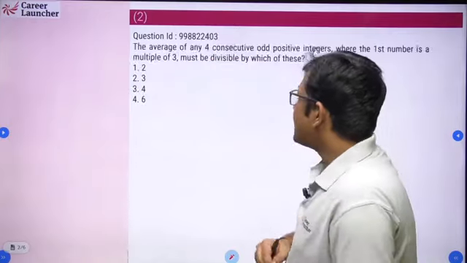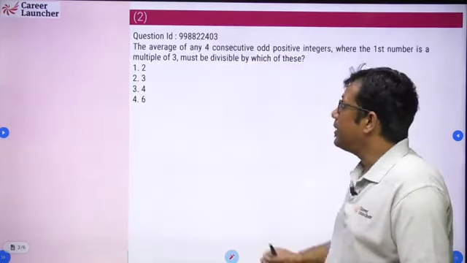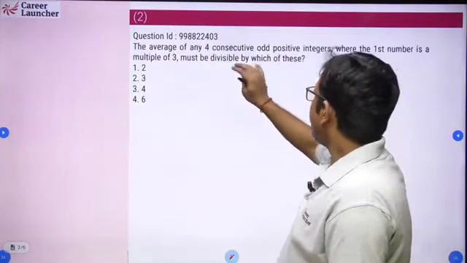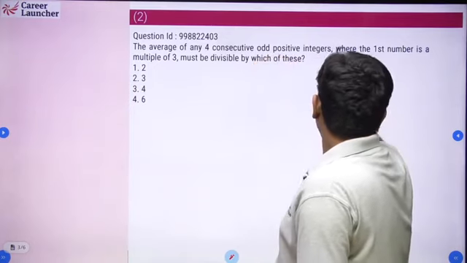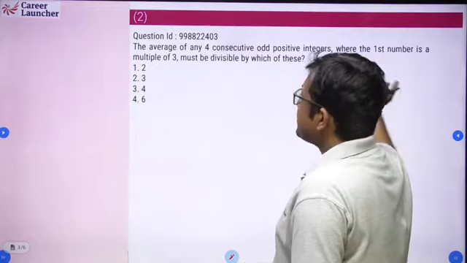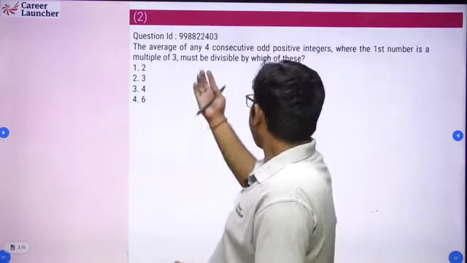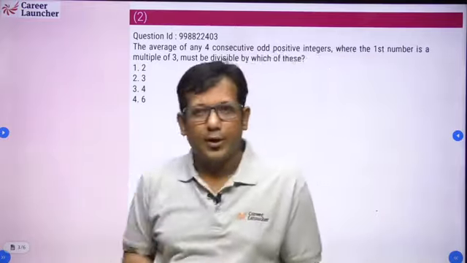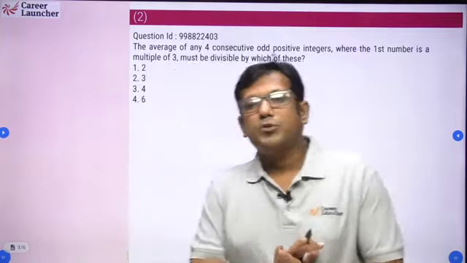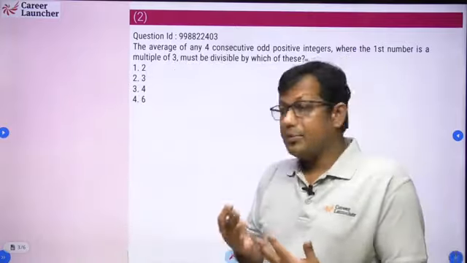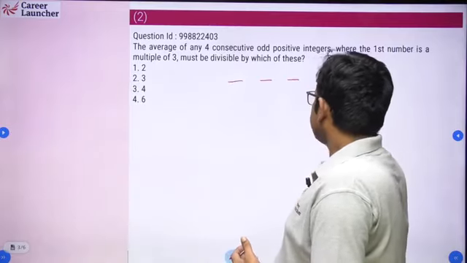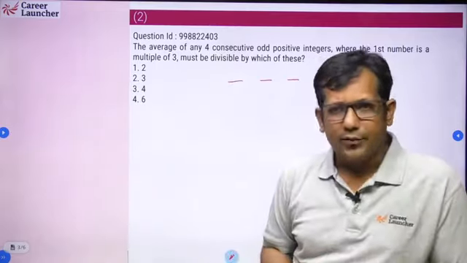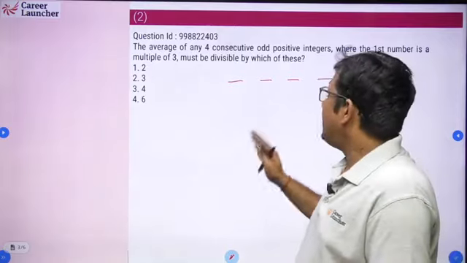Okay, now let's look at the next question. The average of any 4 consecutive odd positive integers, where the first number is a multiple of 3, must be divisible by which of the following numbers? So there are 4 consecutive odd positive integers, and the first number should be a multiple of 3.